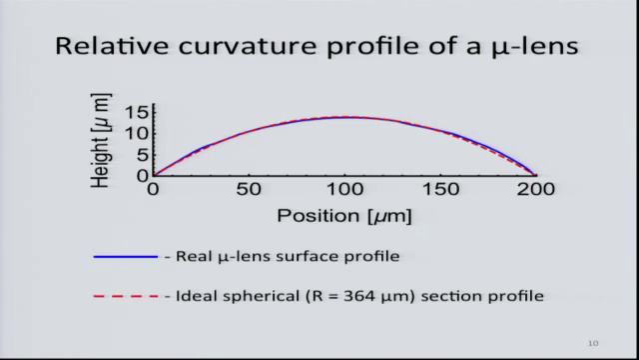And the dashed red curve represents the ideal spherical section, or a section of a circle with that particular radius. And typically, production of such good lenses requires very involved and complicated fabrication processes. But in our case, these microlenses just self-assemble by themselves.